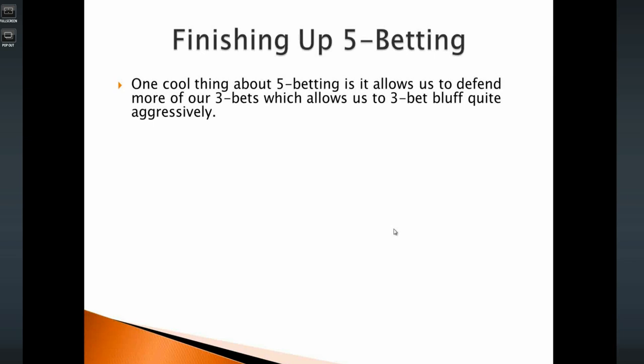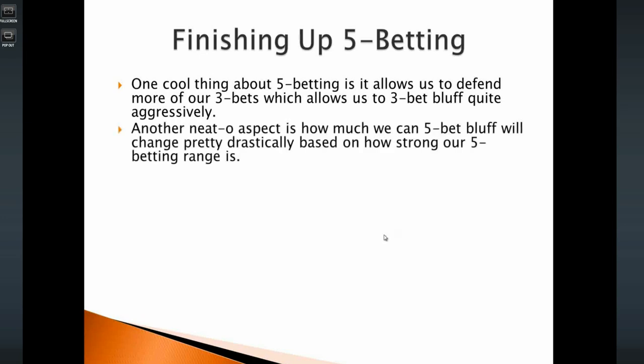When you're looking at how much you can 3-bet, you don't want to fold too much to 4-bets. You have to remember that if you're 5-bet jamming your 3-bet that was originally a 3-bet bluff, that's going to let you 3-bet bluff much more aggressively before your opponent can exploit you by 4-betting. Another neat aspect is how much we can 5-bet bluff will change pretty drastically based on how strong our 5-betting range is. This is something I would say I got wrong the first time I made a preflop series. I believe I understood this when I made the series, but I thought, oh, well, it's not that big of a deal. Let's lump everything together so we can use these frequencies which are easy to memorize.